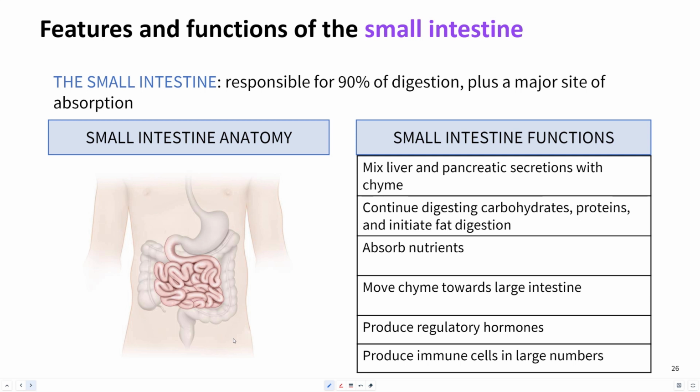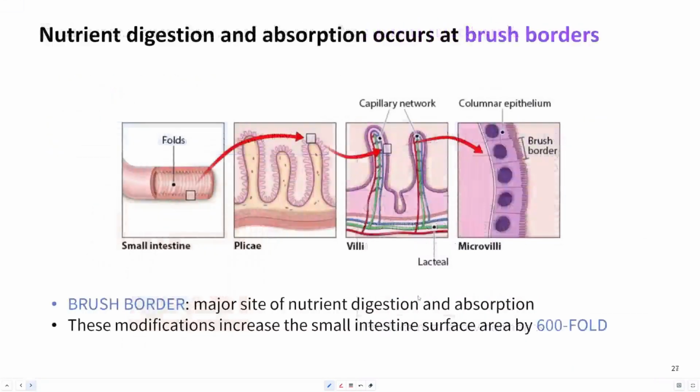Generally, about 9 to 10 liters of ingested food, water, and digestive secretions enter the small intestine daily. Ingested nutrients spend at least 12 hours inside your small intestine. On the right are the key functions of the small intestine, including mixing liver and pancreatic juices, absorbing nutrients, continuing digestion of carbs, proteins, and also fat breakdown. It also produces hormones to regulate the GI system and also produces immune cells in large numbers. The nutrient digestion and absorption occurs inside the brush border.